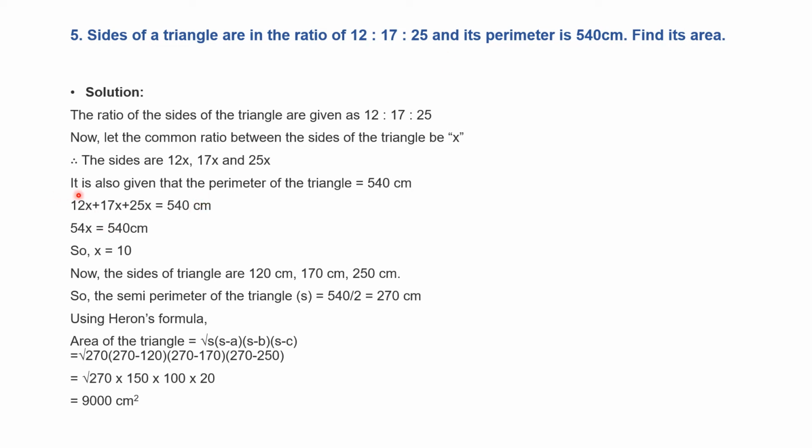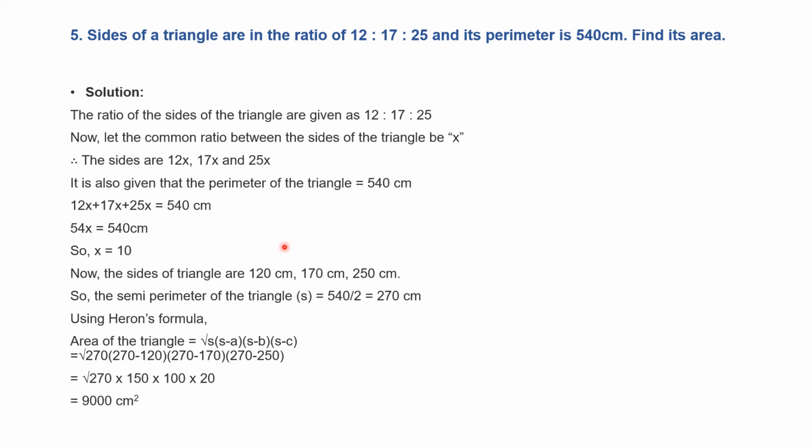Now see, it is also given that the perimeter of the triangle is 540. So how will we solve it? The sum of all three sides is equal to 540. The sum of the ratios is 54. Now when we divide 540 by 54, we get 10. So the value of x is 10. Now how can we get the sides of the triangle? 10 multiplied by 12 is 120. 10 multiplied by 17 is 170. 10 multiplied by 25 is 250. So these three are the sides of the triangle.